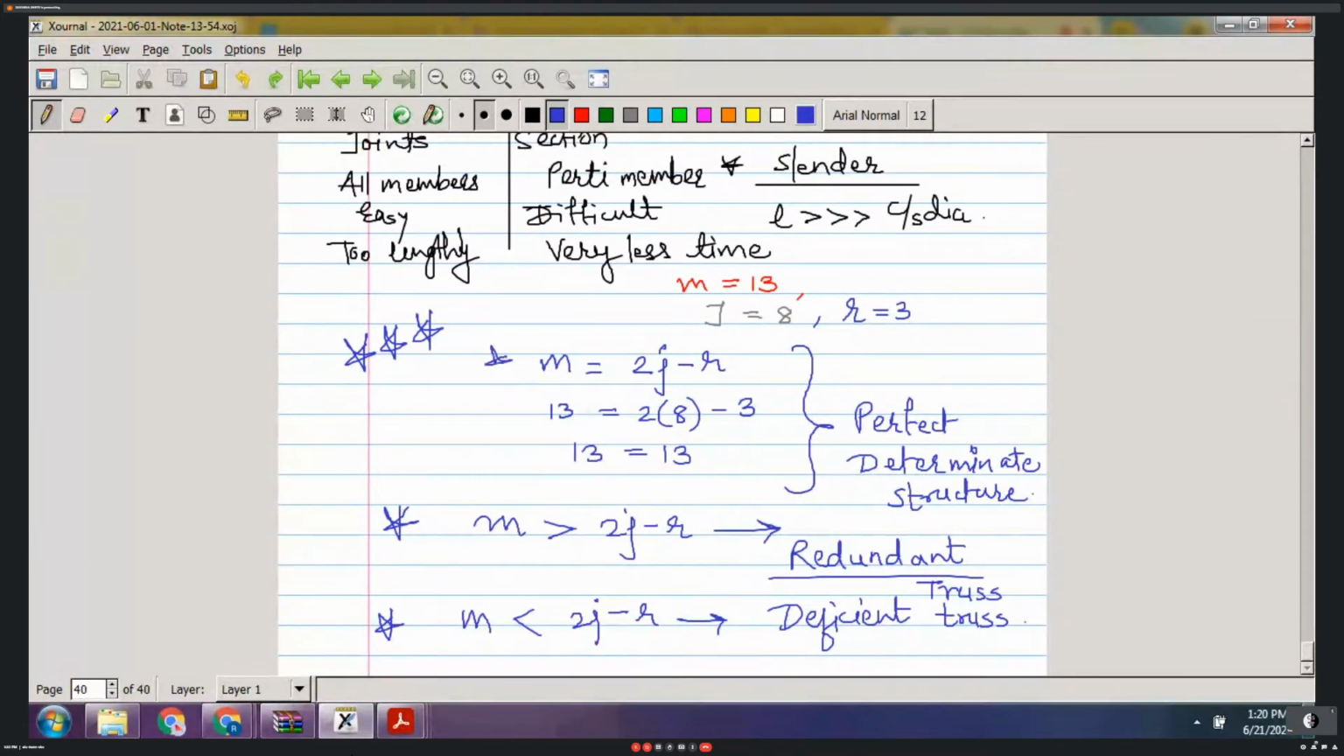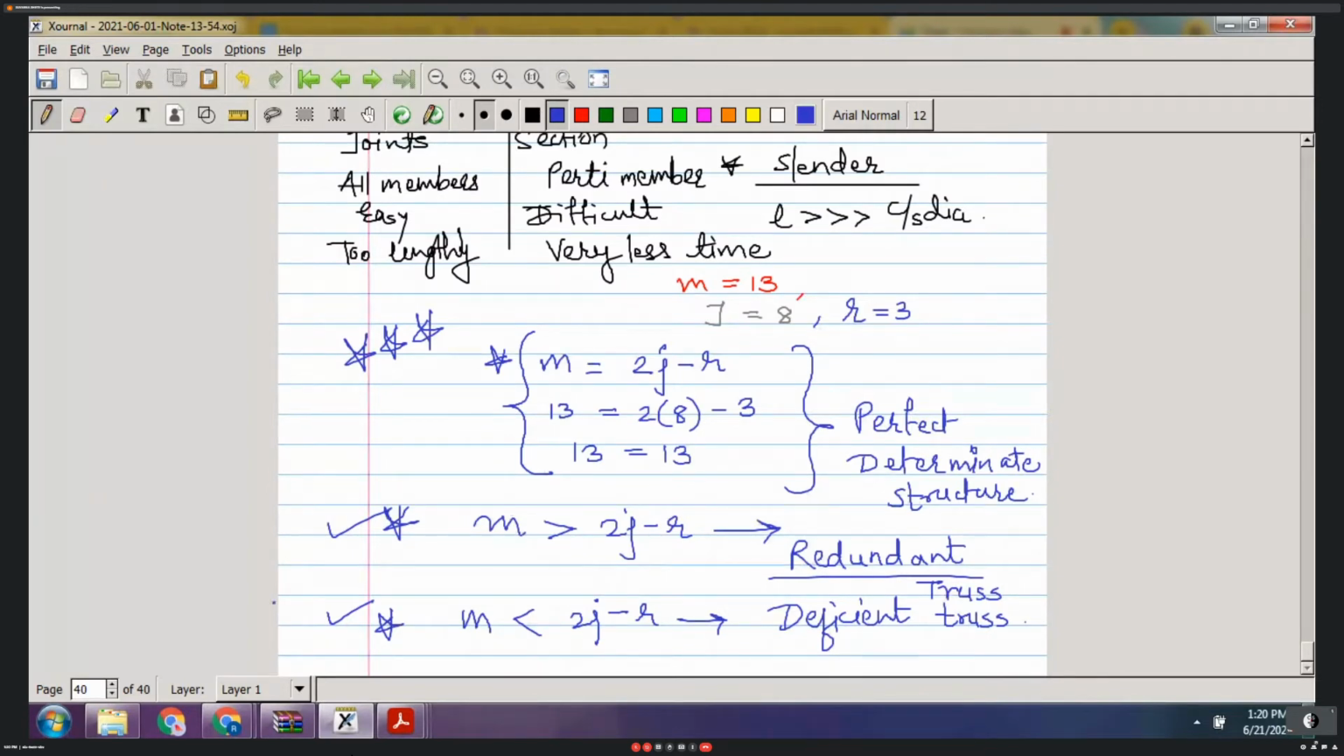This is the standard condition. In your syllabus, you are going to solve all your trusses in this way only. These are applicable for second year and third year students of civil branch. Here they will study redundant and deficient truss. Is it clear? But these are important MCQs for first year students. That is why I have marked it with a star.